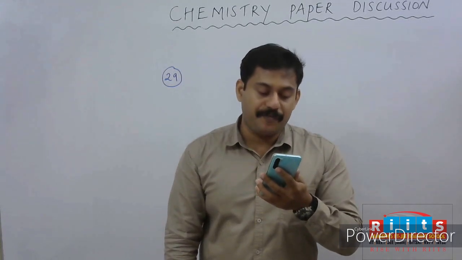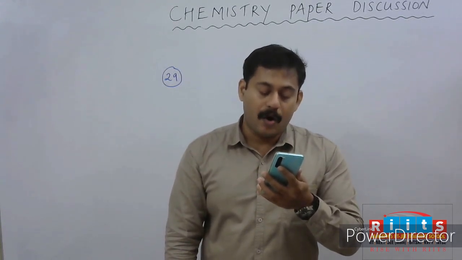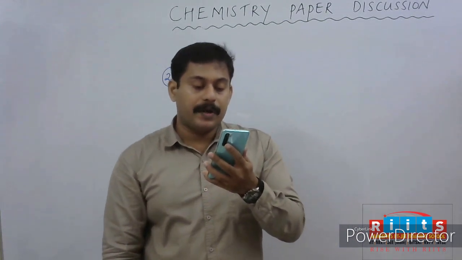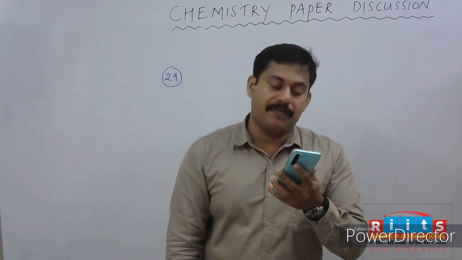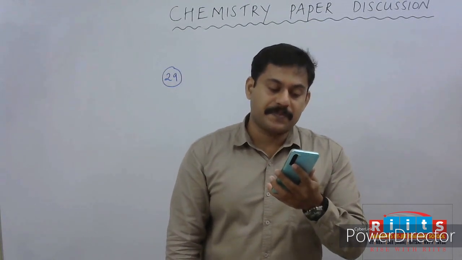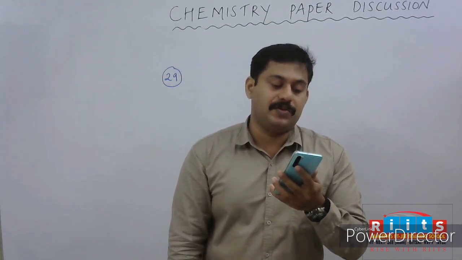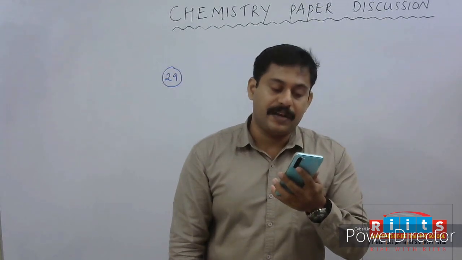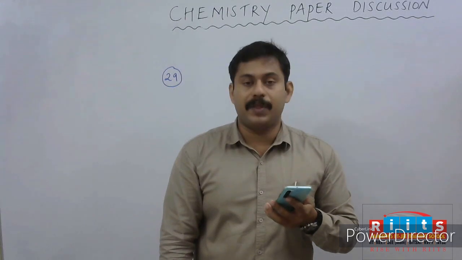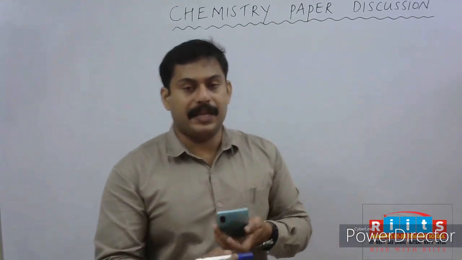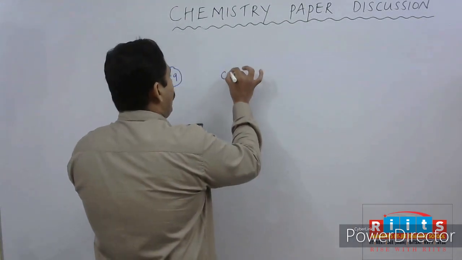A substance C4H10O yields on oxidation a compound C4H8O which gives an oxime and a positive iodoform test. The original substance on treatment with concentrated H2SO4 gives C4H8. What is the structure of the compound? For these types of questions, we have to start from the options. So suppose I am taking option D, I will verify why option D is correct.